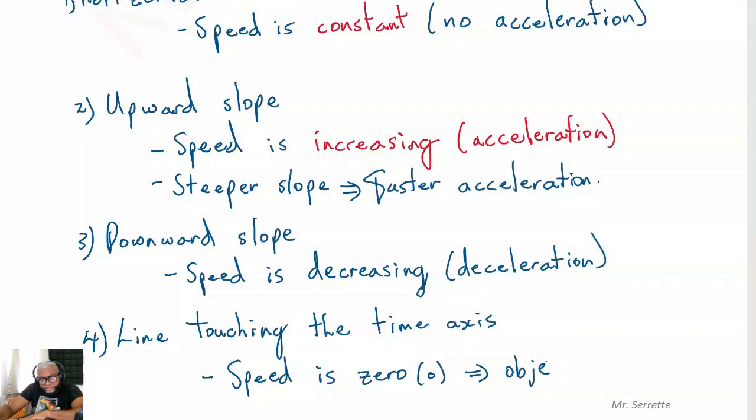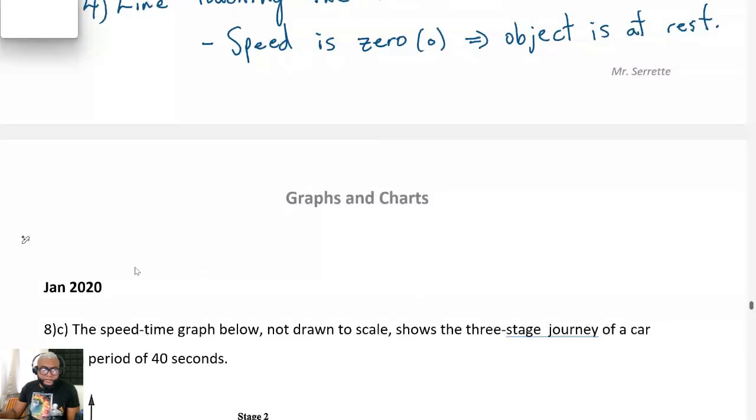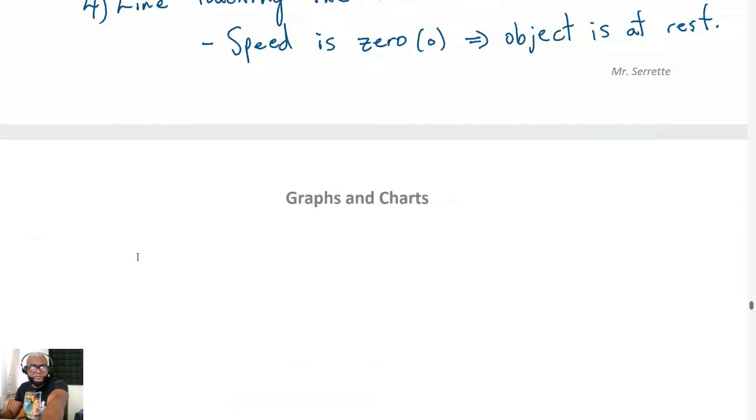So upward slope, speed increasing; downward slope, speed decreasing, deceleration. Once that speed time line on a speed time graph touches your time axis, which is actually your x-axis, the speed is 0, right? The object is at rest, right? So we go in again.